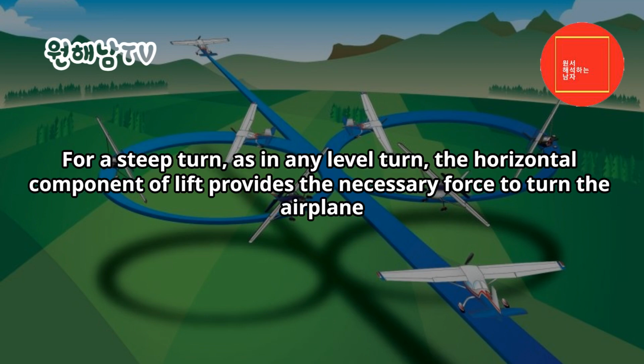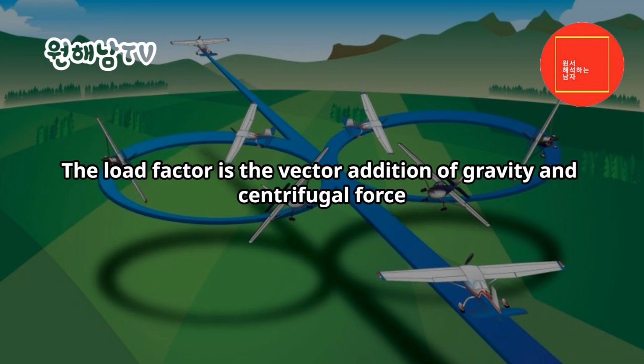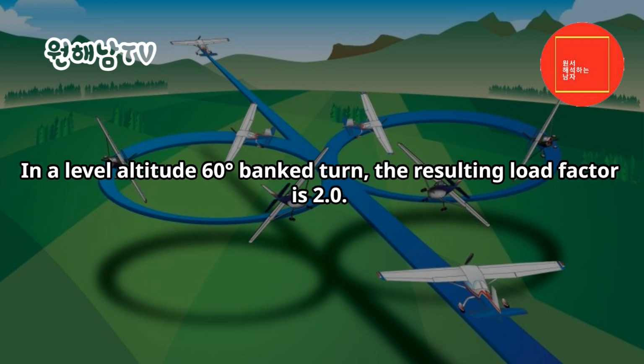For a steep turn, as in any level turn, the horizontal component of lift provides the necessary force to turn the airplane. Regardless of the airspeed or airplane, for a given bank angle in a level altitude turn, the same load factor will always be produced. The load factor is the vector addition of gravity and centrifugal force. When the bank becomes steep, as in a level altitude 45 degrees bank turn, the resulting load factor is 1.41. In a level altitude 60 degrees bank turn, the resulting load factor is 2.0.